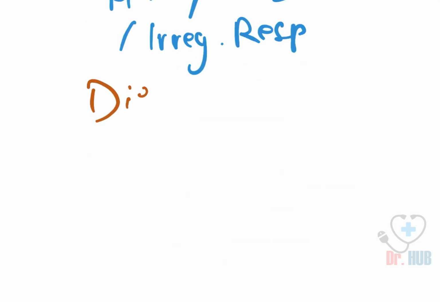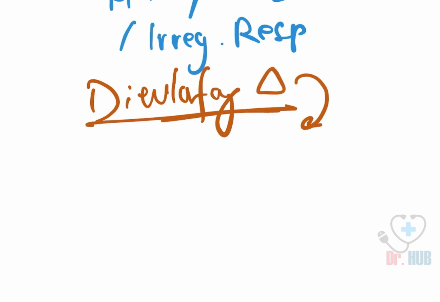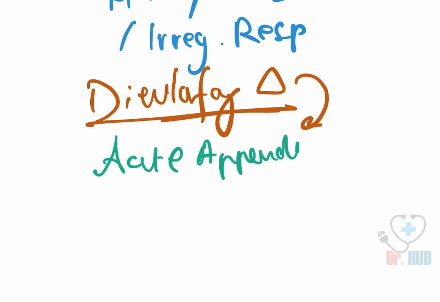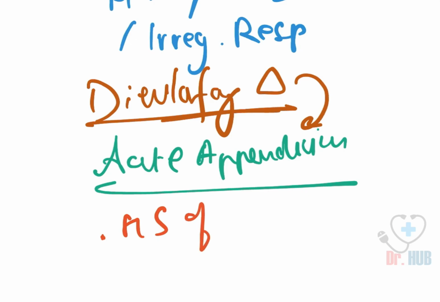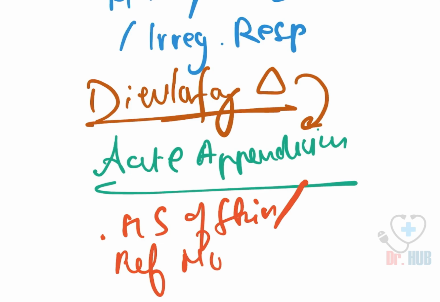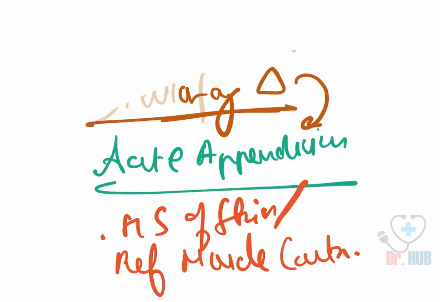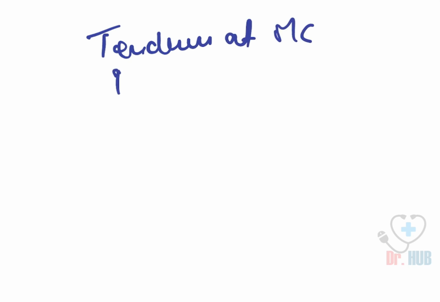Then we move on to the Dieulafoy's triad. So Dieulafoy's triad is in case of acute appendicitis. And the triad components include hypersensitivity of the skin, then reflex muscle contraction, as well as tenderness at the McBurney's point.